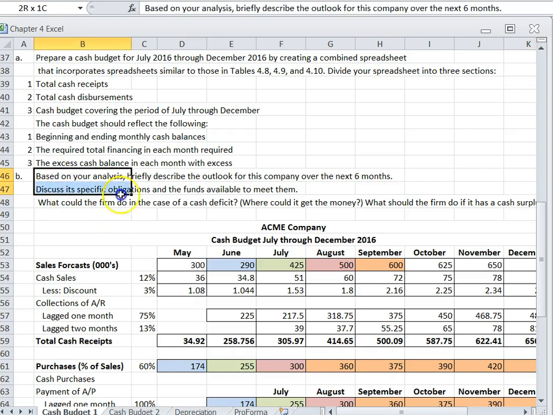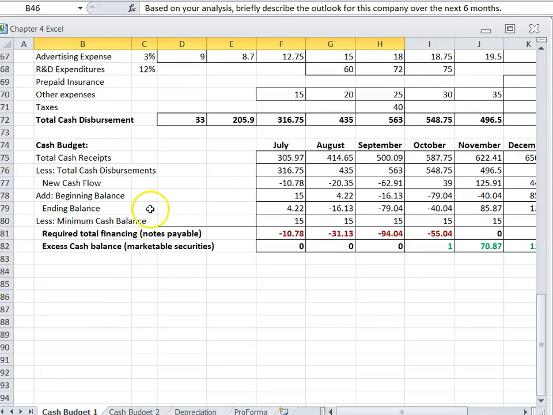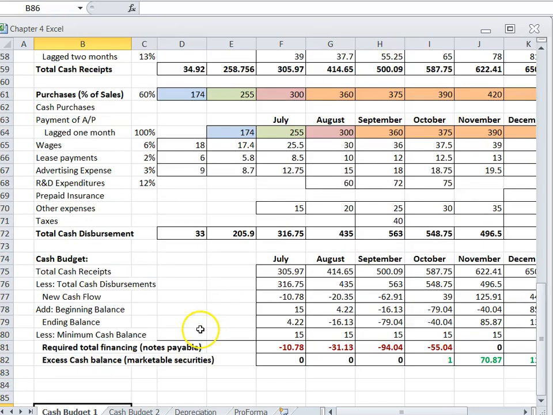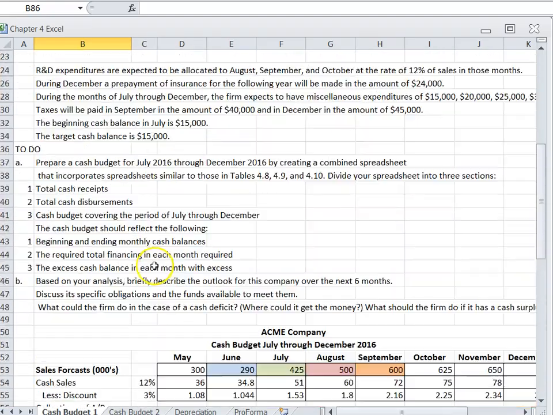Now, the last part is they have these analysis questions, and you can just answer them down here. You can insert a text box if you want, or you can just type it in the cell and it'll just sprawl out. So you can just type your answers to those questions at the bottom here without a problem. Okay, so that's how to do the cash budget.